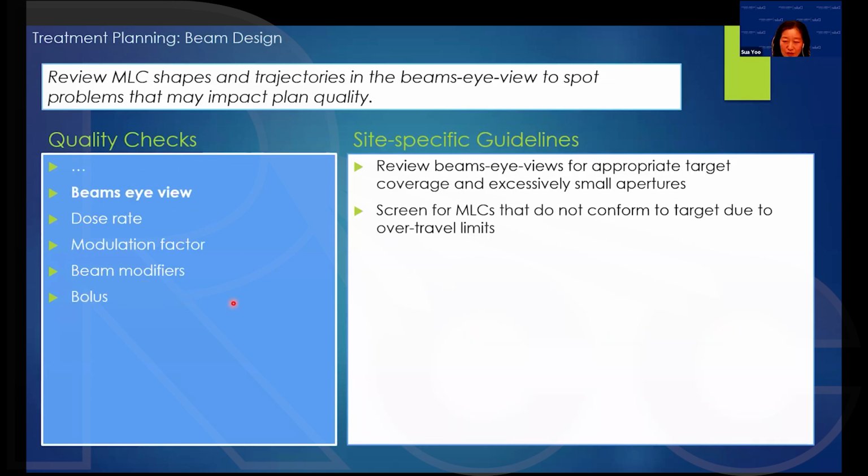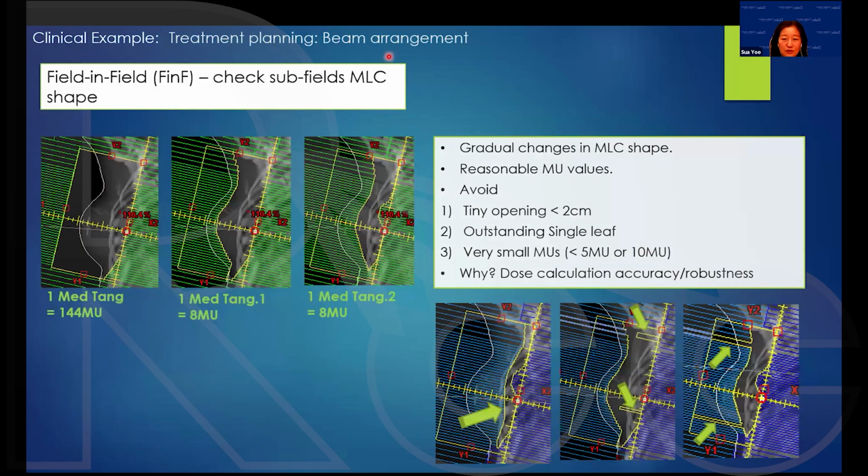And beam's eye view is very critical. When you do plan review for breast, always look at beam's eye view. So this is field in field beam's eye view. I would check each segment. So this is beam's eye view. Yes, looks reasonable. And second beam and third beam, it goes through step by step. From field in field, what would you avoid? I would avoid really tiny thin slits. If it's IMRT, yes, we might have each segment with really tiny slits, but it's going to go smooth. But field in field, it's going to have this as an opening for maybe at least 10 MU or something.